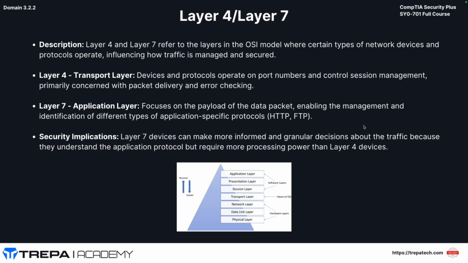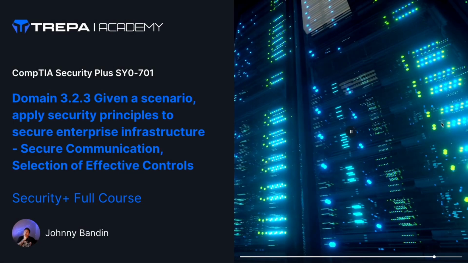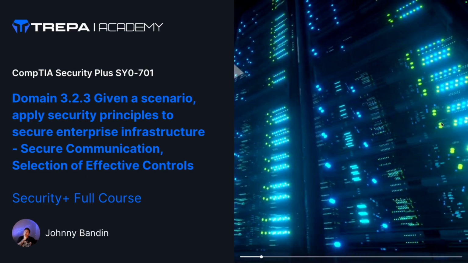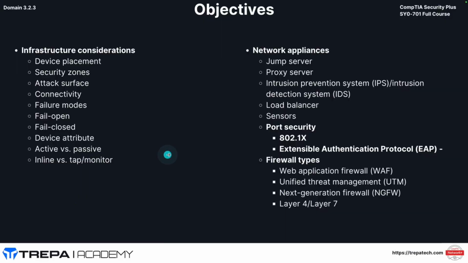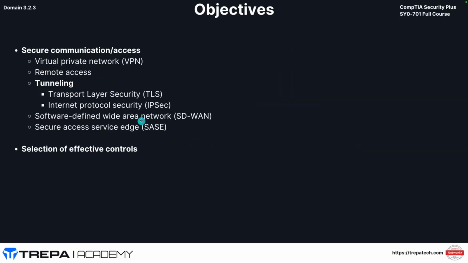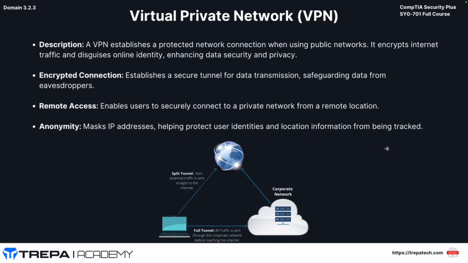All right, now let's move on to the last section of domain 3.2, domain 3.2.3. Now we're going to finish up domain 3.2 by going over secure communications and selection of effective controls. And really what we're talking about here, we're just going to go over different ways that we can securely access our network. So first thing we're going to talk about is a VPN.